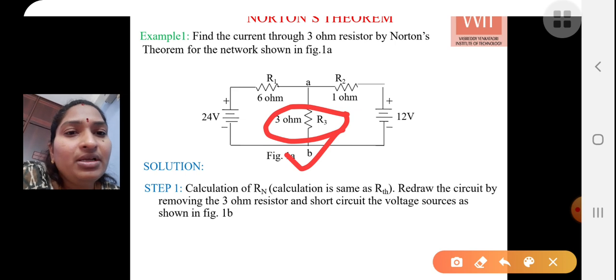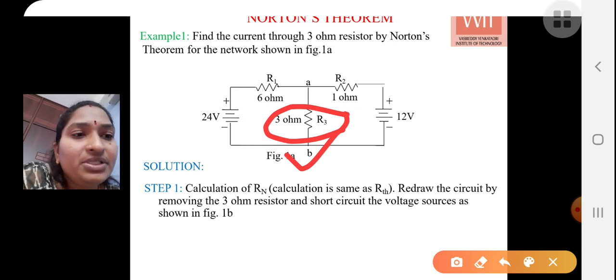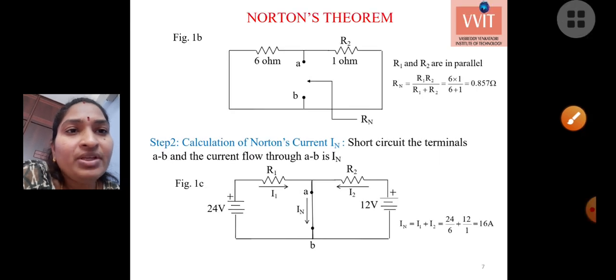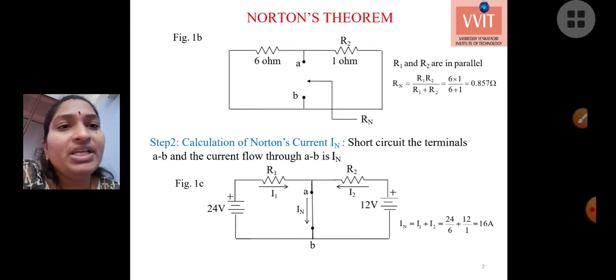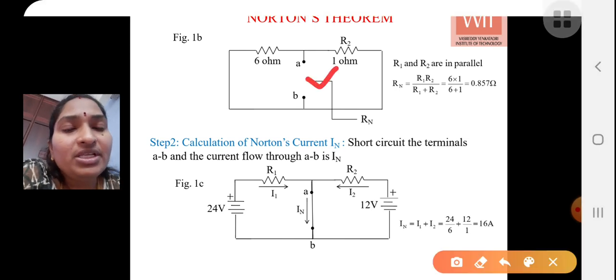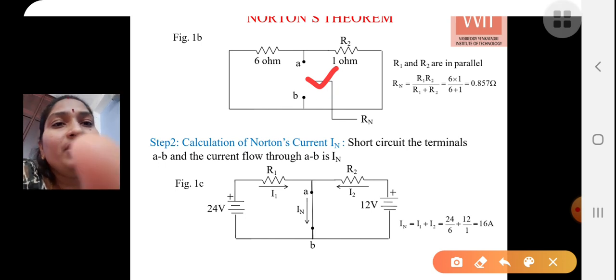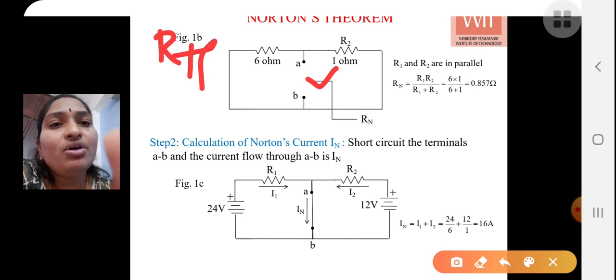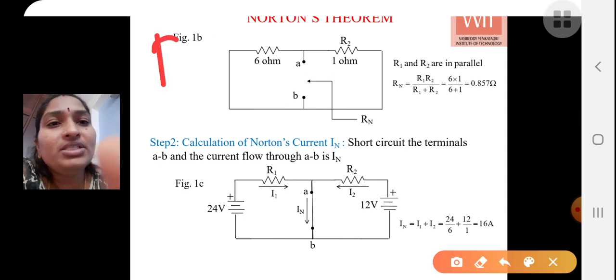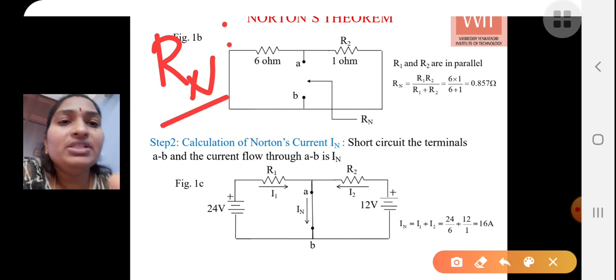Under that, the first step is, we have to remove the load resistance branch. Here, I am removing the load resistance branch, so it seems to be an open circuit across the two terminals. Now I am going to find R Thevenin. Here this is the determination of Norton's resistance. It's equal to Thevenin's resistance.